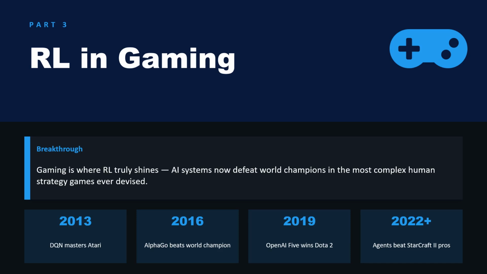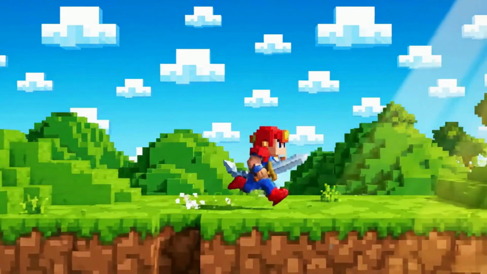Gaming is where RL became famous. Here are some major milestones. RL mastered Atari games, beat world champions in Go, won complex games like Dota 2, and competed in StarCraft 2. These games require strategy, planning, and quick decisions.